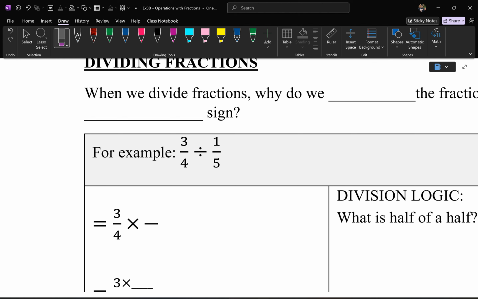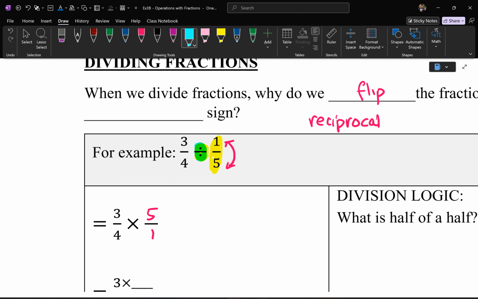Good. Now, this is one of the problems I find students do. The reciprocal means to flip. A lot of students don't know which one they're flipping. The one that you flip is always after the division sign, not the one before. So in this question, if I want to do 3 over 4 divided by 1/5, in primary school they taught you to flip the 1/5. So it becomes now 5 over 1.